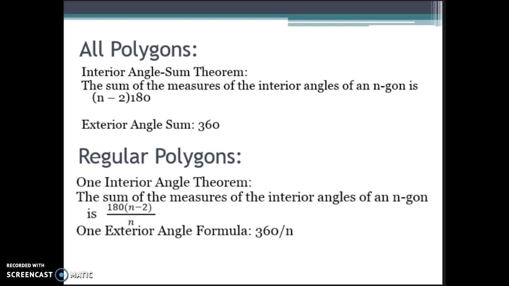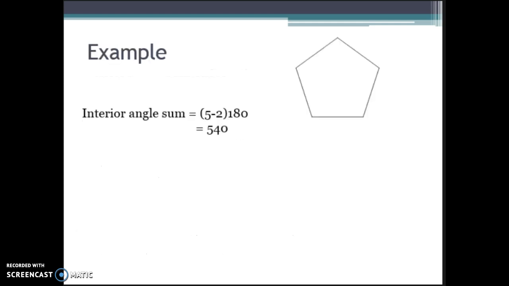With regular polygons, we can actually figure out the measures of one interior or one exterior angle, and you'll need these formulas to do that. So you'll do your n minus 2 times 180, and divide that by the number of sides, and then also you'll take your 360 and divide by the number of sides to get the exterior angle. Now use those formulas to complete the chart on your page for all the different shapes. I'm going to give you one example on the next slide.